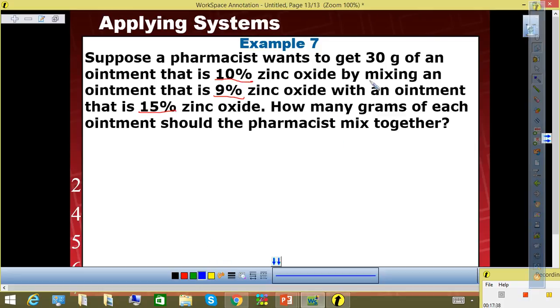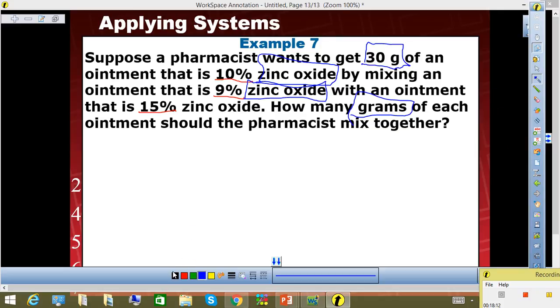I see grams. I see zinc oxide. And the question they wanted in grams. Okay? Set up your table, and then I'll set up mine and see if it matches yours. Go.